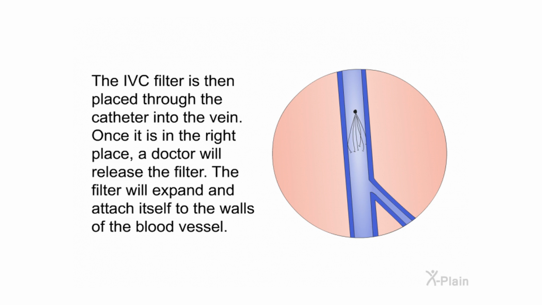The IVC filter is then placed through the catheter into the vein. Once it is in the right place, a doctor will release the filter. The filter will expand and attach itself to the walls of the blood vessel.